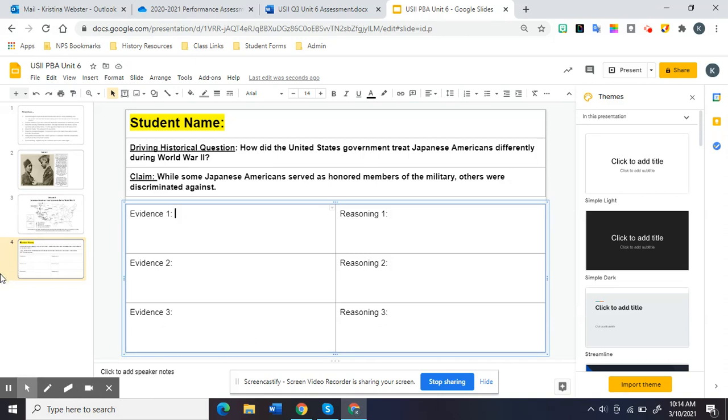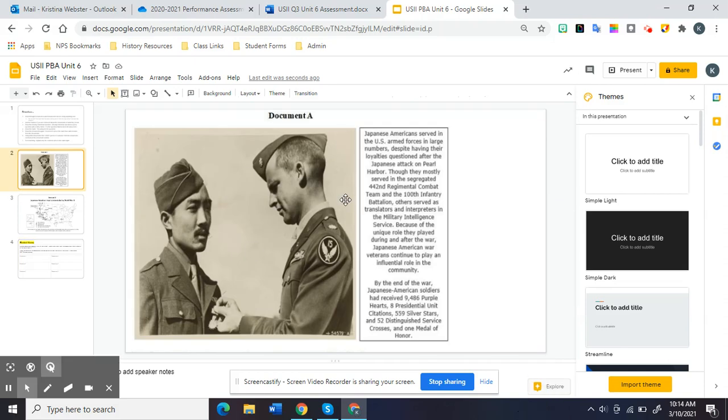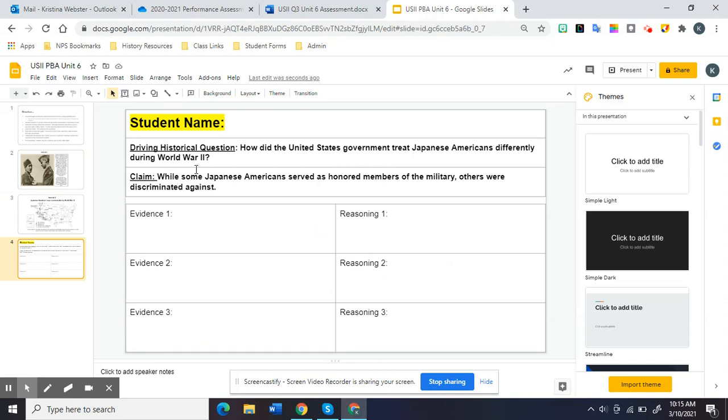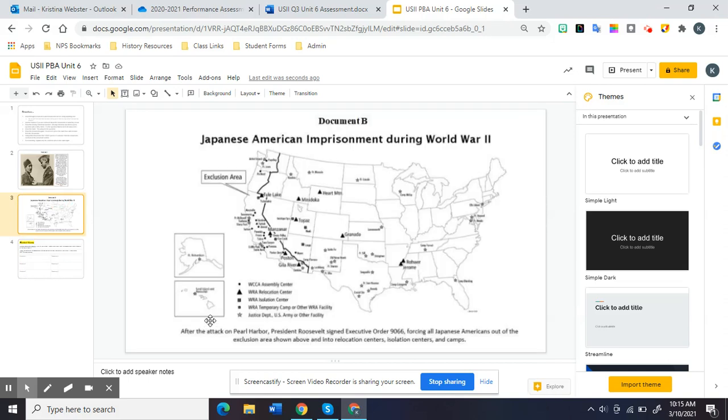Now remember, you're not going to say, in this whole picture, there's a guy getting a medal, and it says they did this, this, and this. Now, you can use the picture and say a Japanese American man is getting a military medal, and that could be evidence 1. But evidence 2 could be something you quote from the text. Remember, you want to use both because the claim talks about Japanese Americans serving as honored members of the military and others were discriminated against. So make sure you use both. And you can use the text or the map, etc.